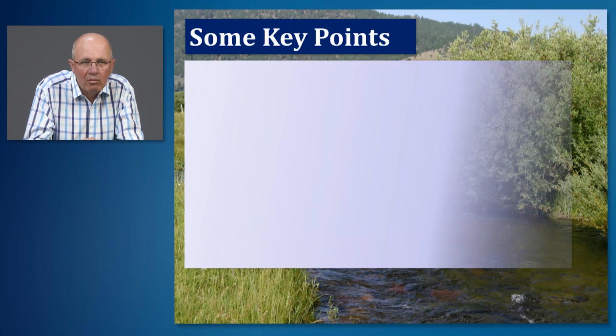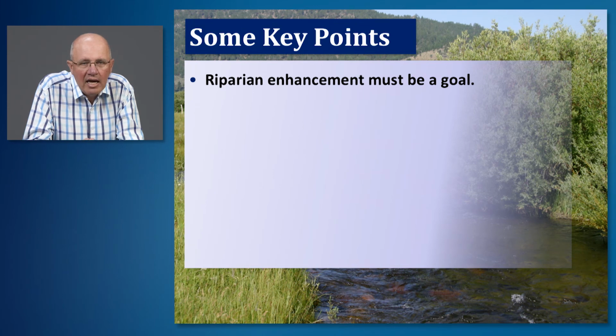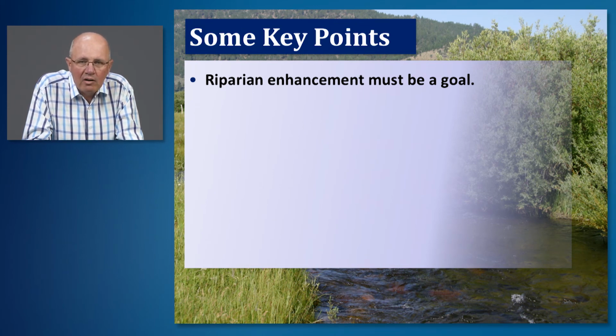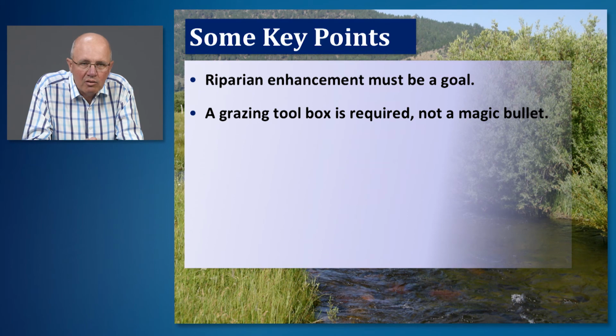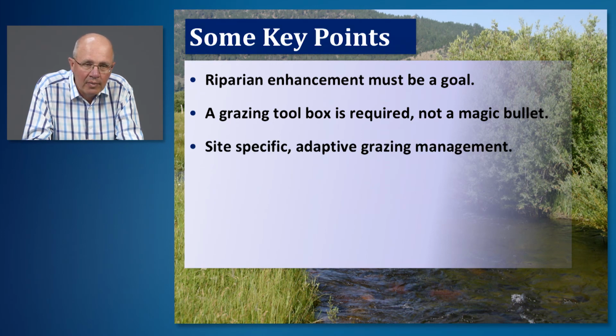So some key take-home points. Riparian enhancement must be a goal. If we're going to see an improvement in a riparian area that is grazed, we must make riparian enhancement one of our management goals. There's a grazing toolbox that is required. There's no single management strategy that will work on every situation. We're going to have to use a toolbox of grazing practices which exist to achieve improved riparian health.